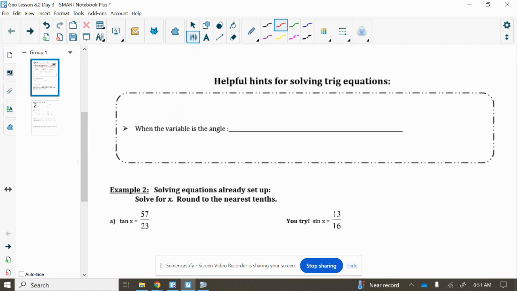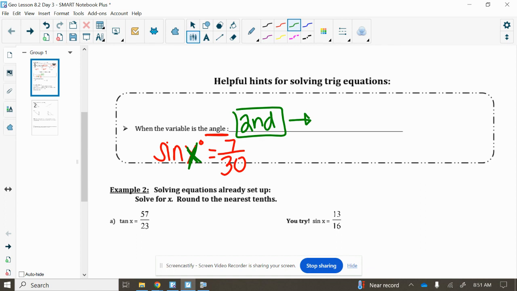Now again, basically what we're seeing this time, different than yesterday, is our variable is the angle this time. So for instance, we would have sine x degrees equals 7/30. So the angle is the x, and what we do is we hit the second button and then whatever trig you are using so that you see this inverse. To get what x is by itself in our calculator, you have to use the inverse, and then you would type in, for instance, with sine, opposite over hypotenuse.